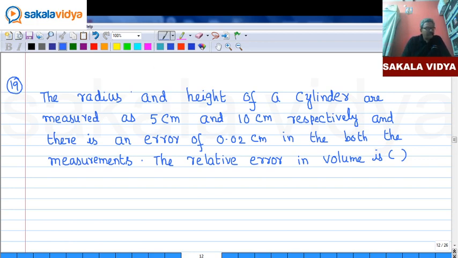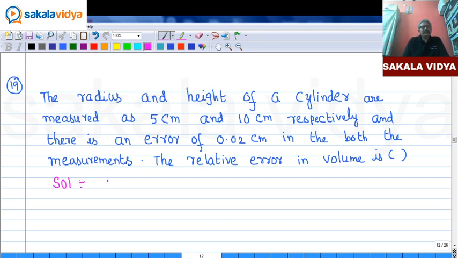Okay, first, yes, this question was completed, already completed, right? Correct, right. There actually percentage error was asked, here relative error. So let us solve it now. Options are not required. Let us see the solution. Let us do.